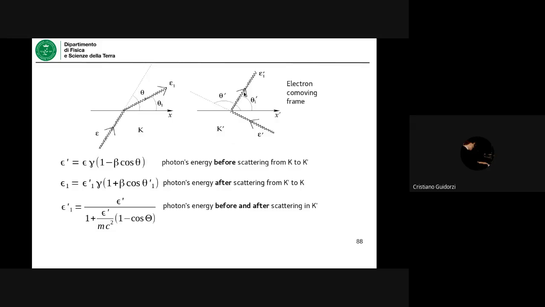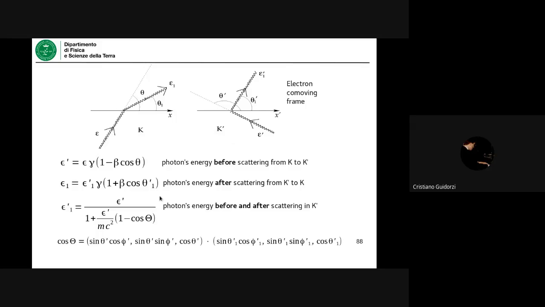So, in this formula, this angle is the angle between these two vectors, the scattering angle. It's not this one here, because you have to imagine this vector can enter or exit from the plane of the figure. That's why I use the capital theta, because this is a different angle. How can you calculate it in principle?